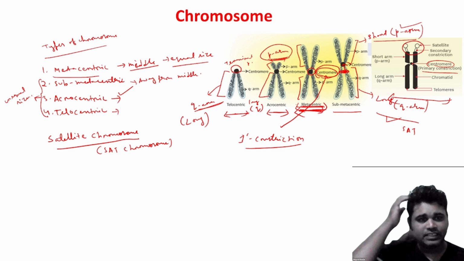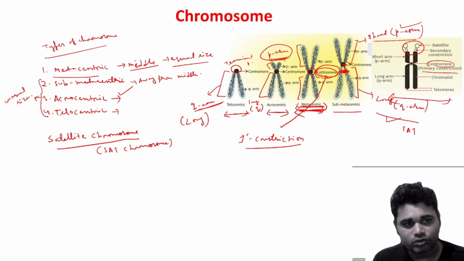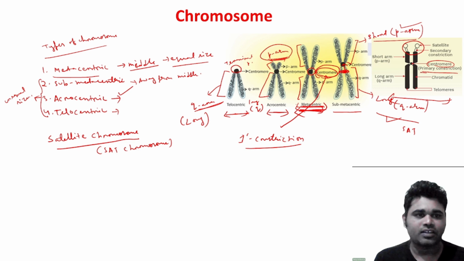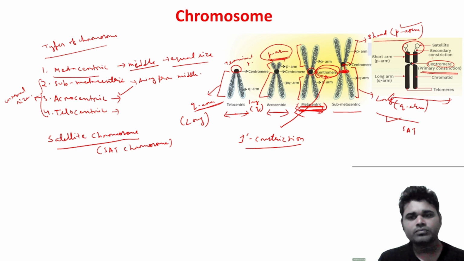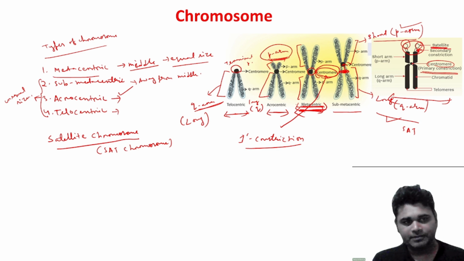So that means one constriction is present obviously in the chromosome here, and that is called the primary constriction. But some chromosomes contain another constriction here. Because of the presence of this constriction, a structure is present, and this structure is called the satellite.